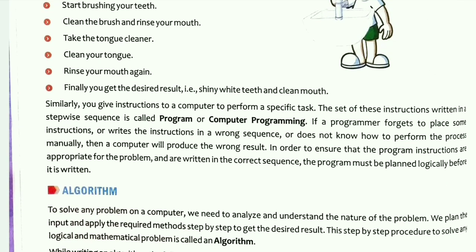So, similarly, you give instructions to a computer to perform a specific task. The set of these instructions written in a stepwise sequence is called program or computer programming. If a programmer forgets to place some instruction or writes the instruction in a wrong sequence or does not know how to perform the process manually, then a computer will produce the wrong result.